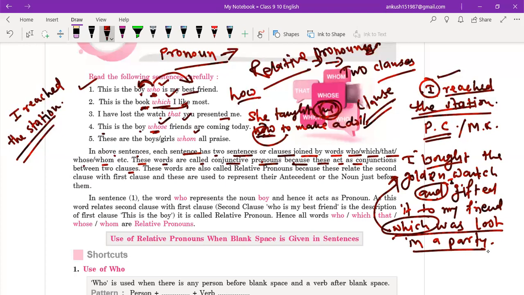These words are also called relative pronouns because these relate the second clause with the first clause, or in simple way you may say the other words with the noun in a sentence. And these are used to represent their antecedent or the noun just before them. Antecedent means what? The past, or we may say in simple language, before. So what is used before the relative pronoun? That is a noun. So they show the relationship of that particular noun with the other words in a sentence. Understood?